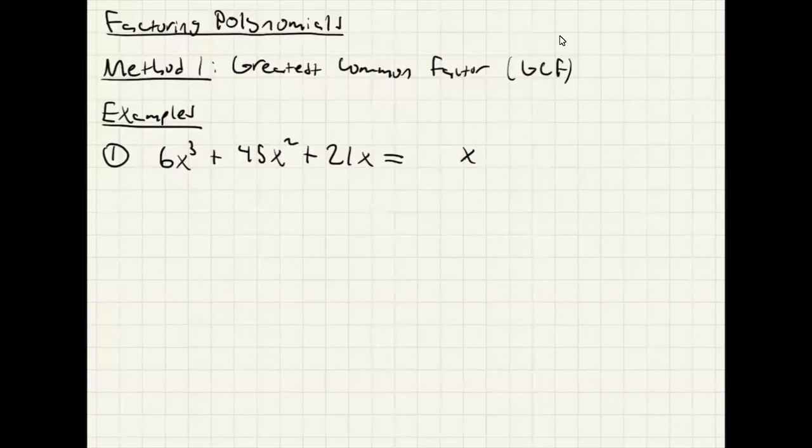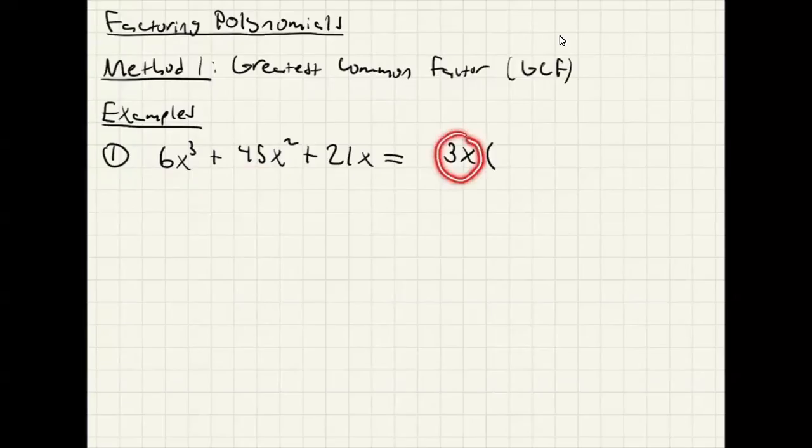Another thing that they have in common is the numbers in front, the 6, the 45, and the 21, they all are divisible by 3. So they all have a factor of 3 in them. So we can also take out a 3. So 3x, that's what the greatest common factor is. It's the thing that all three terms have in common. And now we just look at what's left behind. So we'll put a parenthesis and we'll see what's left.